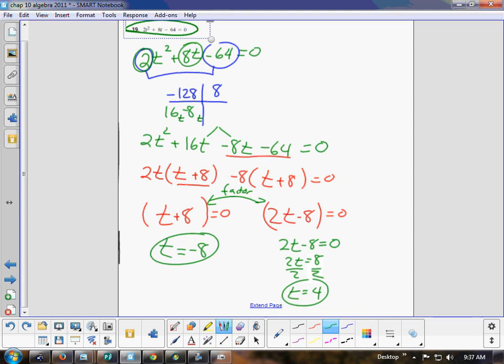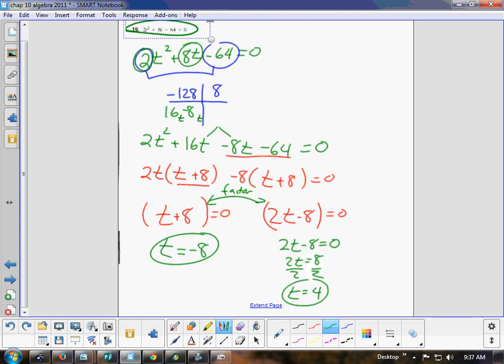You could use the quadratic formula on this. On the quiz or test on Thursday and Friday, you can use the quadratic formula for everything if you want. If you're good at it, use it. However, this is a lot easier method than the quadratic formula.